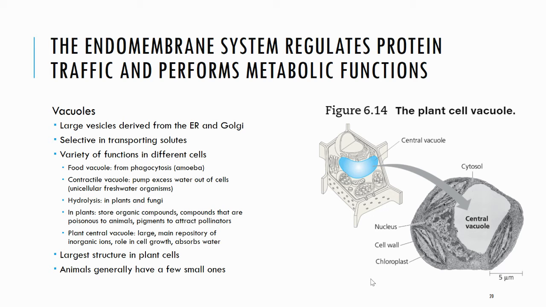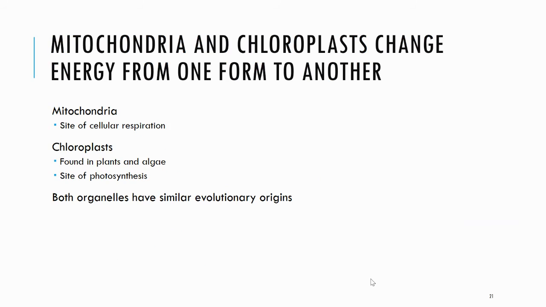In plants and fungi, they are for hydrolysis. In plants, they also can store organic compounds that are poisonous to animals, and pigments to attract pollinators. A plant has a central vacuole that is the main repository of inorganic ions, helps with cell growth, and absorbs water. In plant cells, it is the largest structure, as you can see from the picture, but animals will generally just have a few small vacuoles instead of one large one that takes up roughly a third of the cellular space.